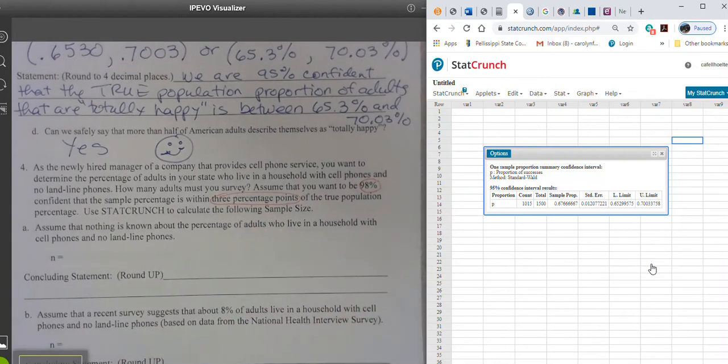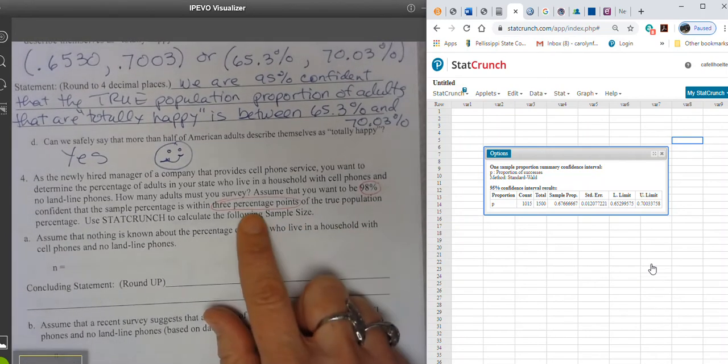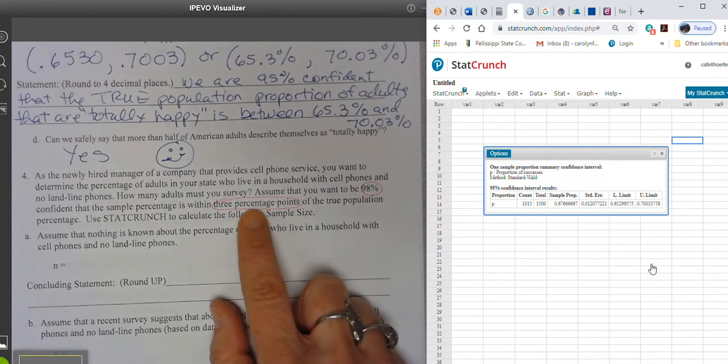So we want to figure out, what percent of the population live in households with cell phones and no landlines. And we've got to ask some people. We've got to do a survey, and we're trying to figure out, well, how many do we really need to ask? It kind of depends on how confident do we want to be about it and how accurate do we want to be. So we want to be 98% confident, and our margin of error needs to be within 3 percentage points. So our margin of error is 3%.